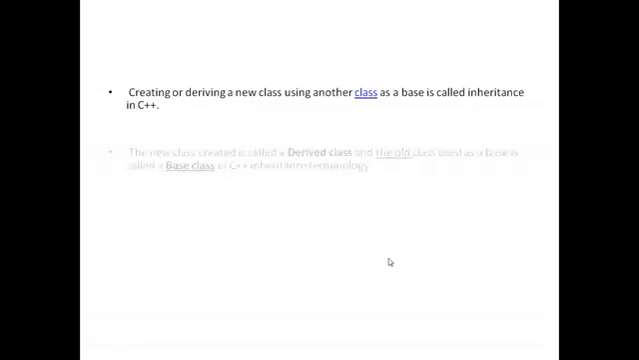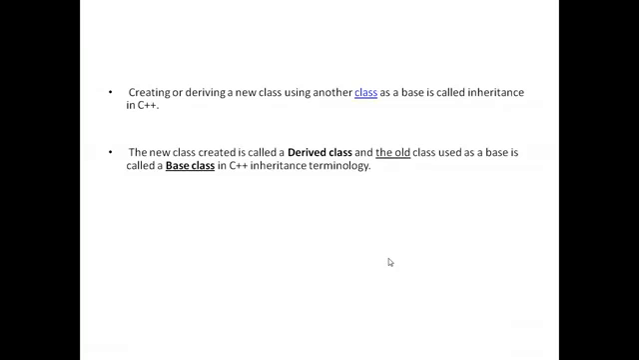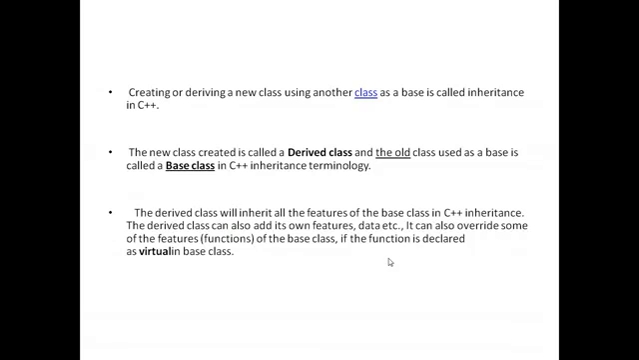There you go. What is inheritance? Inheritance is creating or deriving a new class using another class, and that class is called base class. The new class created is called derived class, and the old class from which we have inherited is called base class. The derived class will inherit all the features of the base class, and the derived class can also have its additional features.